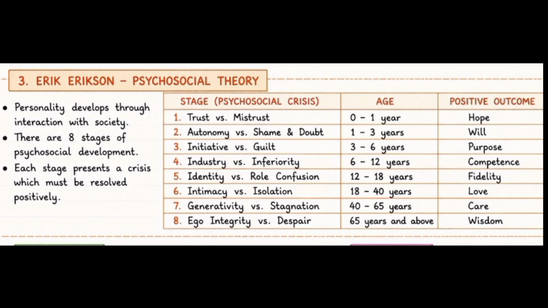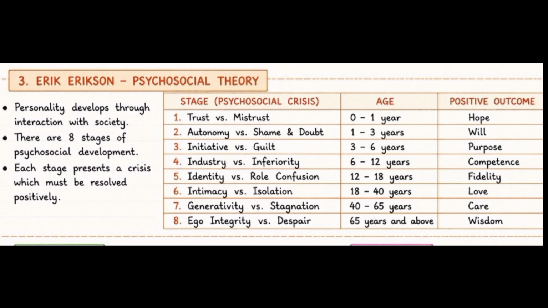And the seventh, generativity versus stagnation. Generativity versus stagnation comes at 40 to 65 years, and the positive outcome is care. In generativity, the basic strength developed is care. The individual at this stage is more productive and creative. They want to create or generate something new. In stagnation, if they are not innovative and creative, then they develop stagnation.